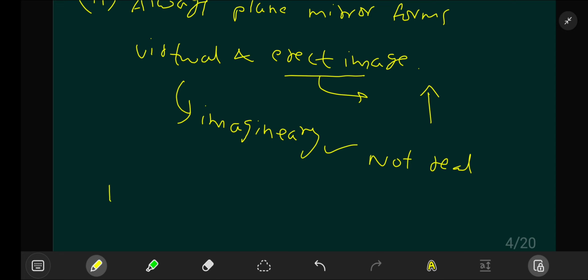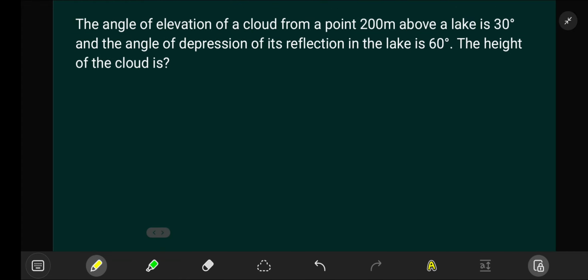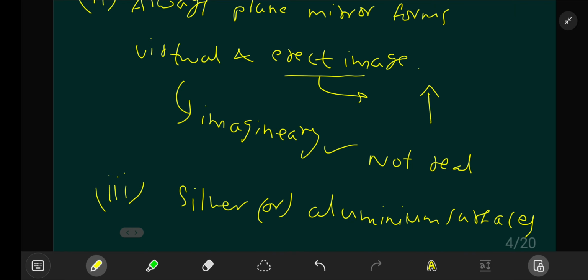And the third point is that plane mirrors are polished with silver or aluminum surfaces, and the process of coating is called silvering. The process of coating is called silvering.